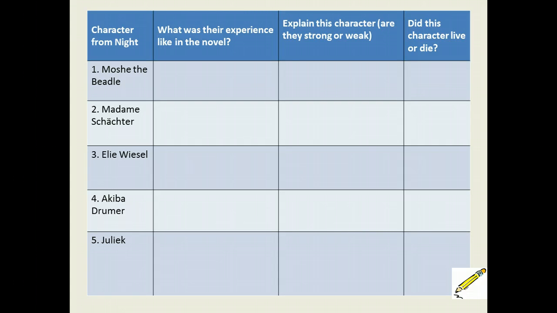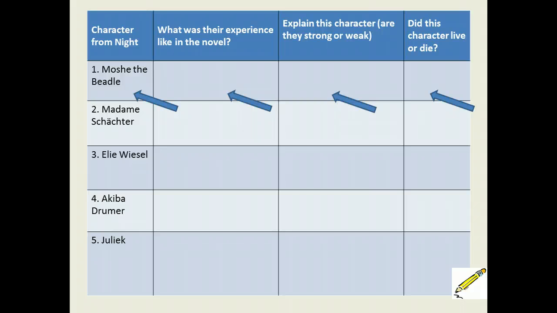So you write down the name of the character. We've got Moishe the Beadle, Madame Schachter, Eliezer, Akiba, and Juliek. You're going to write down what their experience was like in the novel. That's a sentence or so. And then you're going to explain the character. That's a couple of sentences. And then just put, did they live or die? Just live or die, 1 word. It doesn't need to be more than that. And do that for the other pieces here.